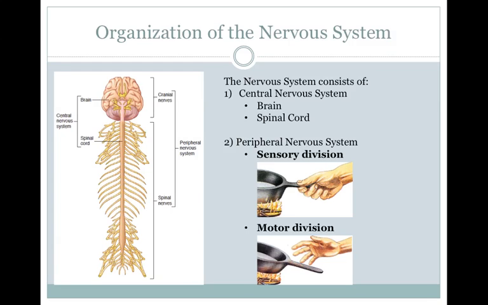So the sensory part is what you actually feel. The motor part is then what happens after you feel that. So the actual consequences of what happens with your muscles, as in you immediately have a reflex to move it away quickly. So this is just a slide summarizing those two broad categories of what the nervous system consists of.